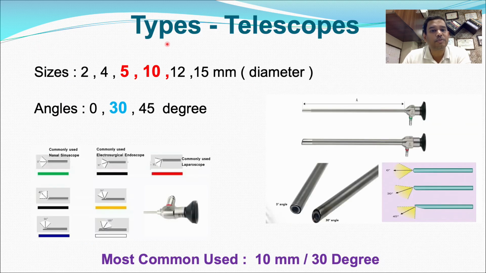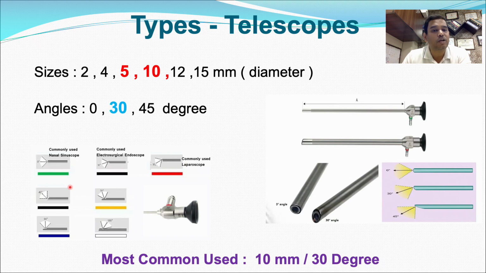There are various types of telescope you can have, in sizes and angles. In sizes you can have 2 mm, 4 mm, 5, 10, 12 and even 15 mm diameter telescopes. But the most commonly used telescopes are 5 and 10 mm telescopes. Angle telescope means it will have an angle at the tip of the telescope. So you have 0 degree, 30 degree, 45 degree, 70 degree, 90 degree, 120 degree. So there are various angles you can have. But the most commonly used telescope is 30 degree.